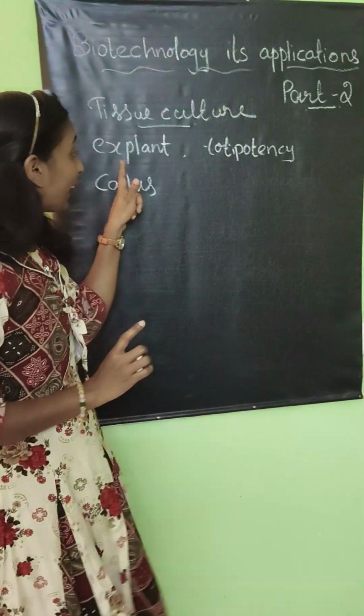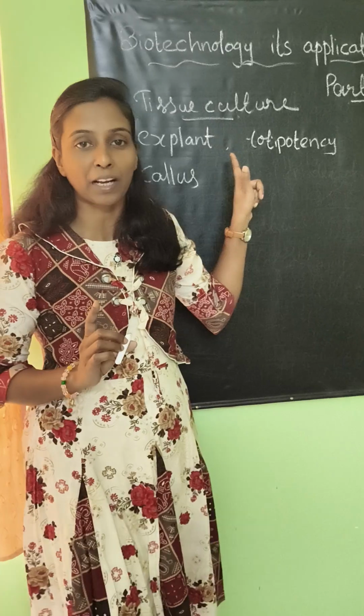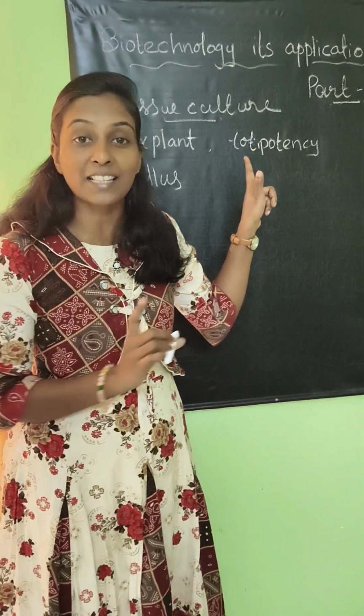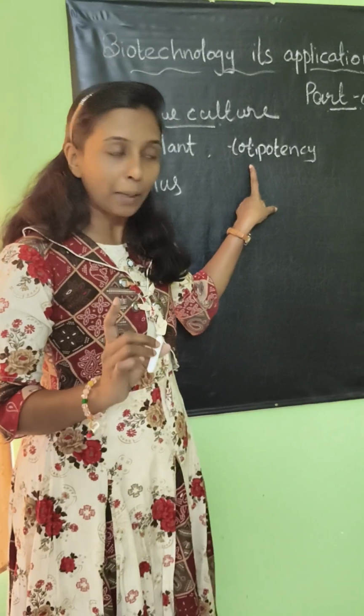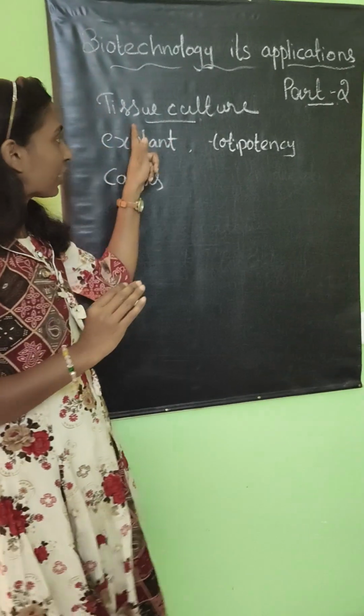That small part of the tissue is called an explant. And this explant has the capacity to form a whole plant. That potency, that capacity, that ability is called totipotency. So with the help of a small tissue, we can make the whole plant, or even hundreds of plants, a large number of plants. Such a technique, such a culture, we call tissue culture. So let's see how it is possible.